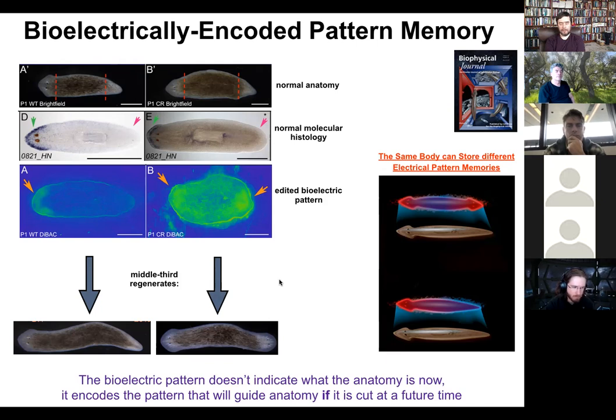It represents something that is not true right now, because this is not the answer to how many heads do I have right now. This is the answer to how many heads am I supposed to have. And until you get injured, those two things don't really collide. But once you get injured, that mismatch drives the morphogenesis.